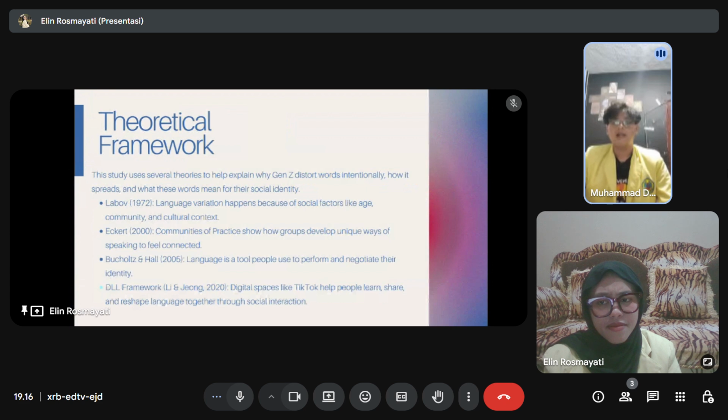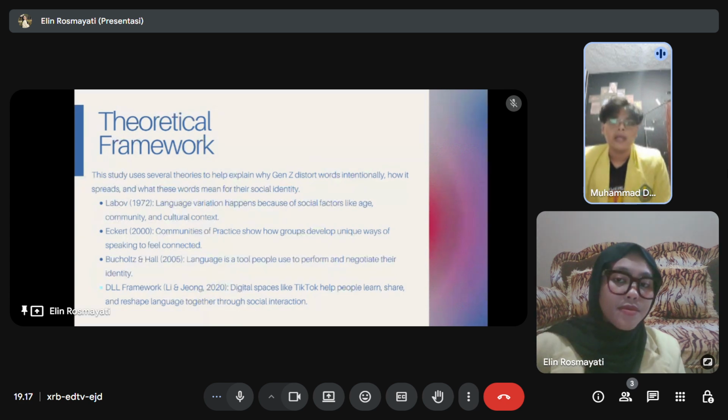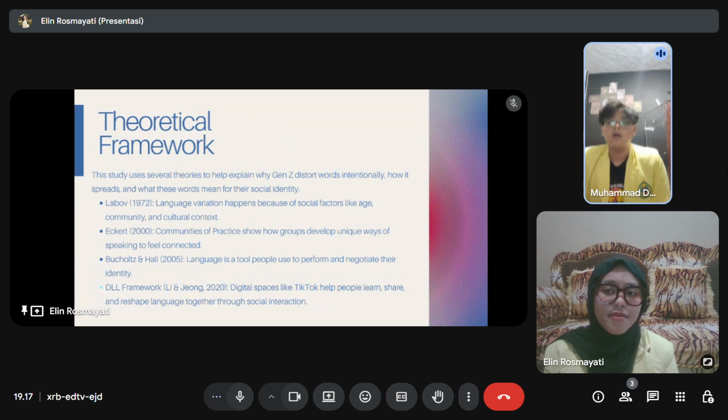For the next slide, there is the theoretical framework that we used for this mini research. This study uses several theories to help explain why Gen Z distort words intentionally, how it spreads, and what these words mean for their social identity. First, Labov, 1972: language varies because of social factors like age, community, and cultural context. Second, Eckert, 2000: communities of practice show how groups develop unique ways of speaking to feel connected. Third, Charles and Hall, 2005: language is a tool people use to perform and negotiate their identity.